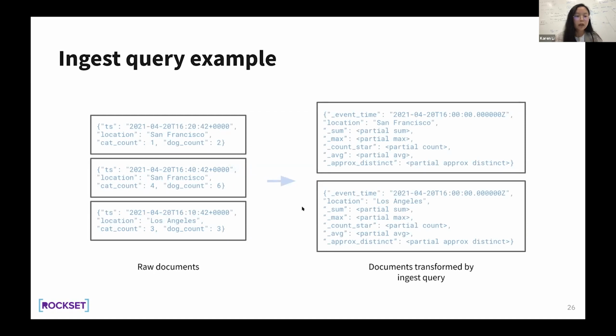To make our example a little more concrete, here on the left, we have some raw input documents. And then on the right, we can see how they get transformed by the ingest query. These documents are going to contain the event time and location fields, which will be computed. And then it's also going to have the partial states of our aggregate functions.